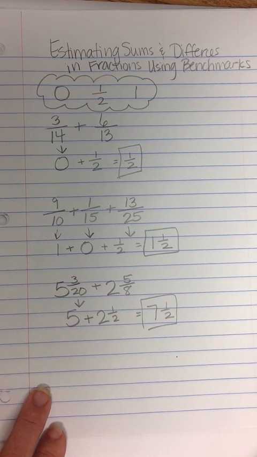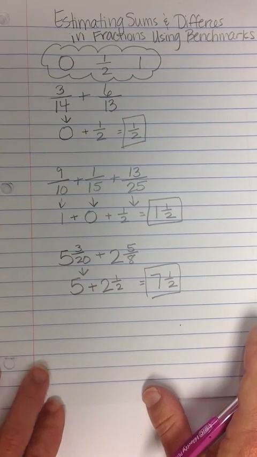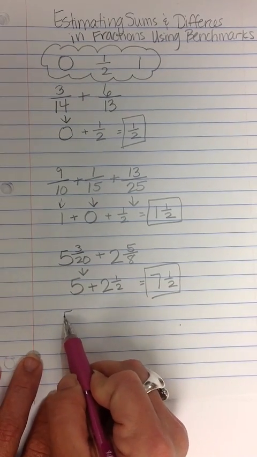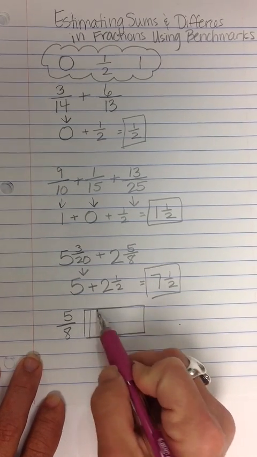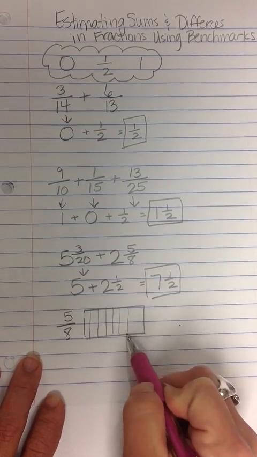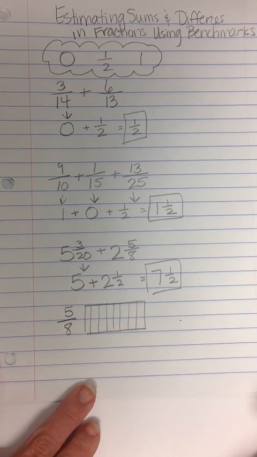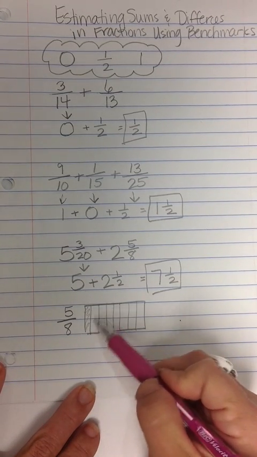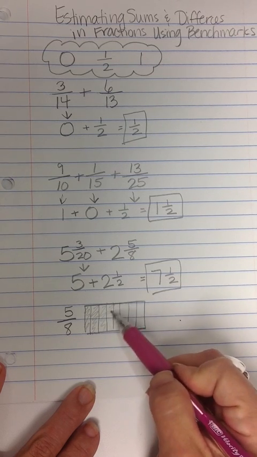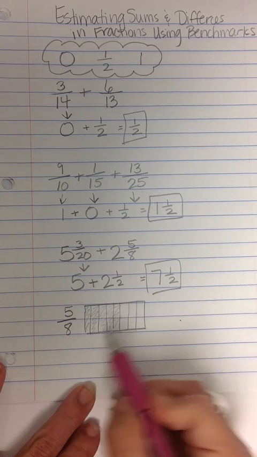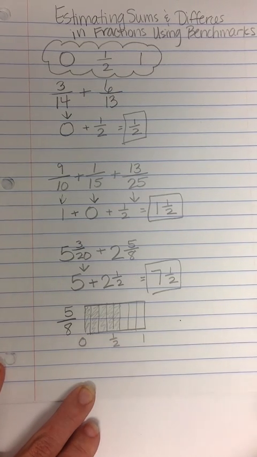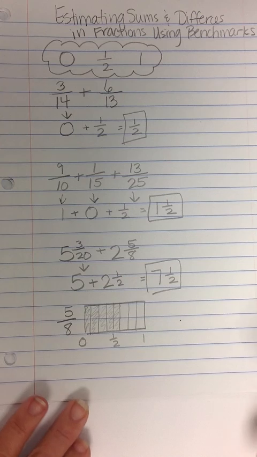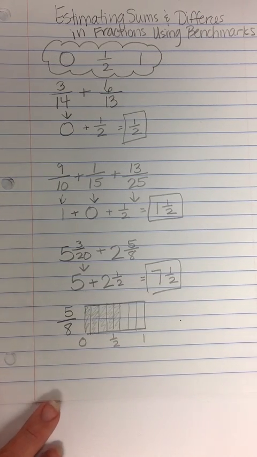Remember, the only benchmarks you use are 0, 1/2, and 1. If you're ever not sure about a fraction, draw it out and see. 5/8. If I draw it, it can help me understand what 5/8 is. I have 8 sections, and I'm going to shade in 5 of them. Now I think, is it closest to 0, 1/2, or 1? I can see that 5/8 is close to a half. I hope that helps.